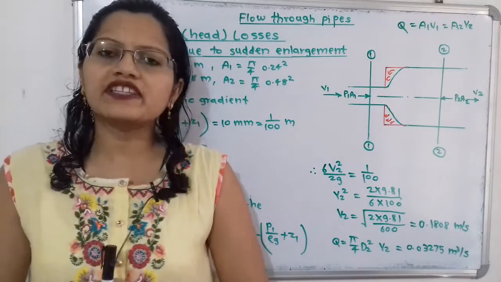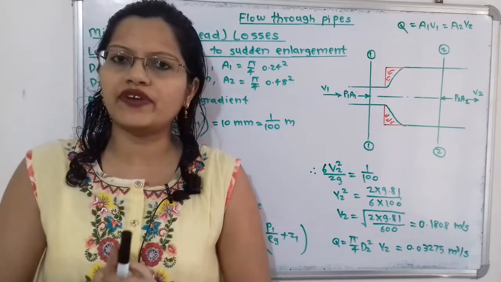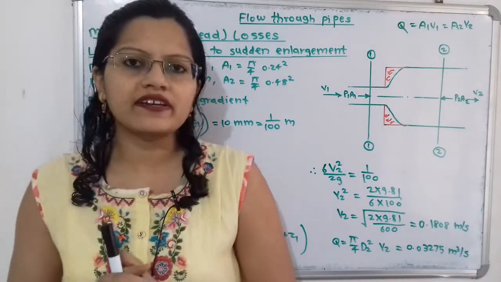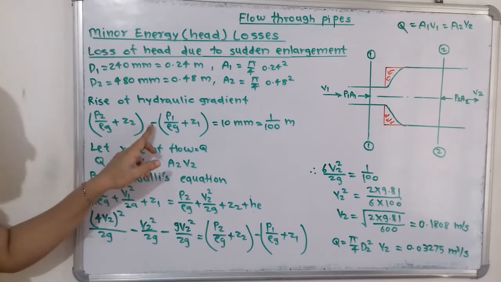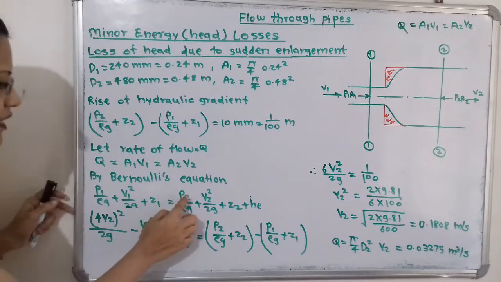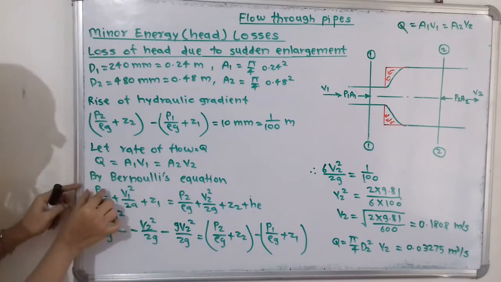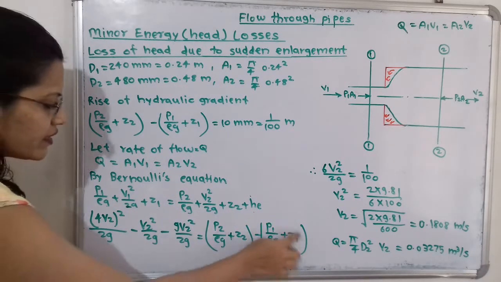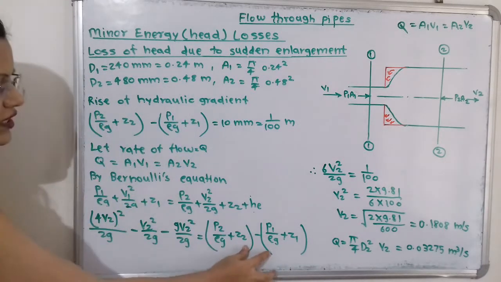Now we will rewrite the Bernoulli's equation in terms of rise of hydraulic gradient and in terms of V2. So we have to take the value of V1 in terms of V2. So how can we rewrite this equation? P2 by rho g plus Z2 minus P1 by rho g plus Z1 is equal to 1 by 100 meter. So P2 by rho g plus Z2 we take on the left hand side as it is, and we shift P1 by rho g plus Z1 to the right hand side. So the right hand side will become the value for the rise of hydraulic gradient.